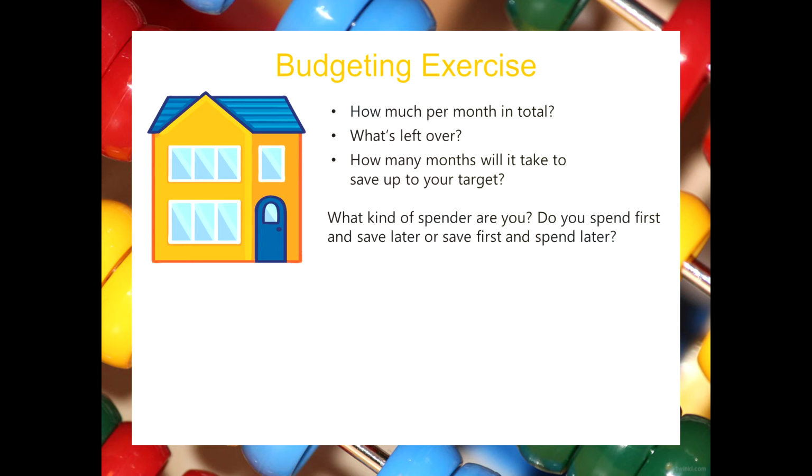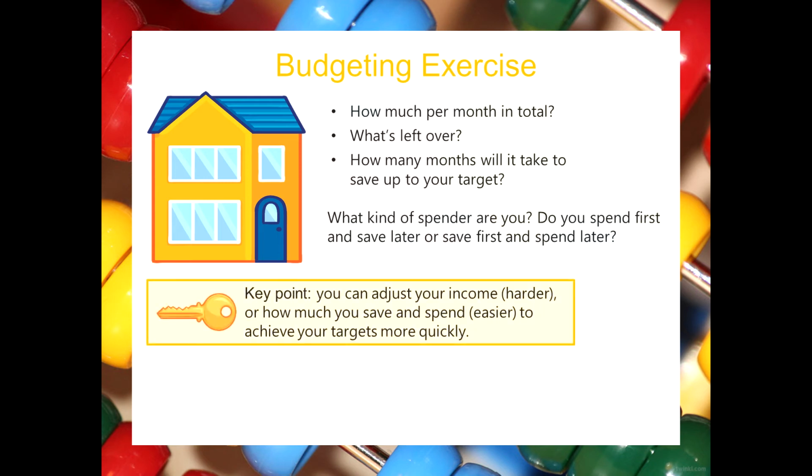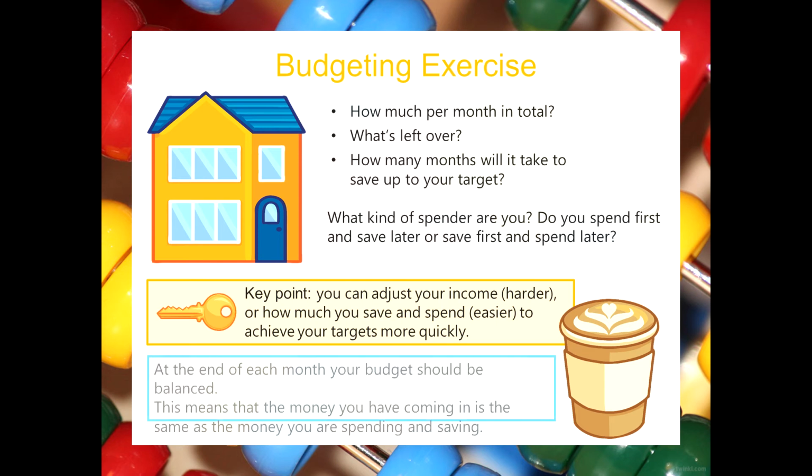A couple of wee things for you to think about. What kind of spender are you? Do you spend first and save later, or save first and spend later? What is more important to you? Now you can adjust your income, which is hard, or you can adjust how much you save and spend, which is easier. It's harder to get people to pay you more money than it is to adjust what it is that you are spending. So by adjusting what you're spending, you can actually save up for more expensive things that you want a lot quicker.